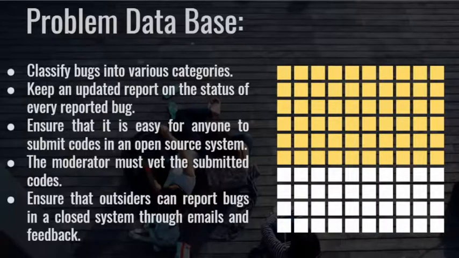Problem database. The first step in effective management of a problem database is the classification of the bugs into various categories to help determine the course of action on the reported bugs. The database also needs to update reports on the status of the bug to ensure that no bug is left, and there is a speedy approach to the problem to ensure that customers get the service in good time.